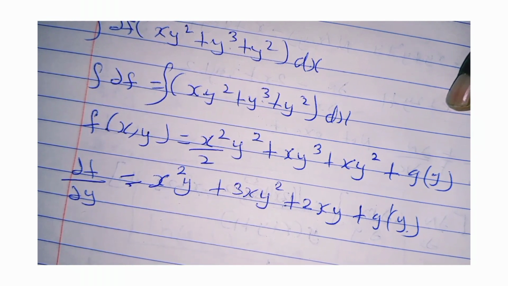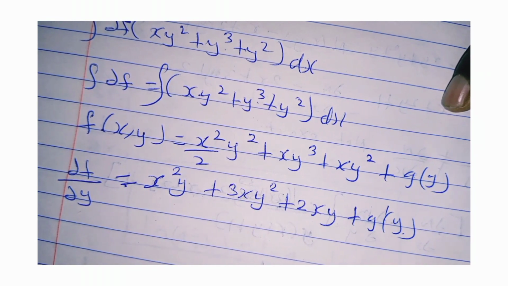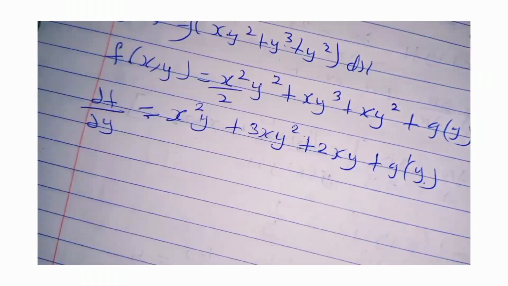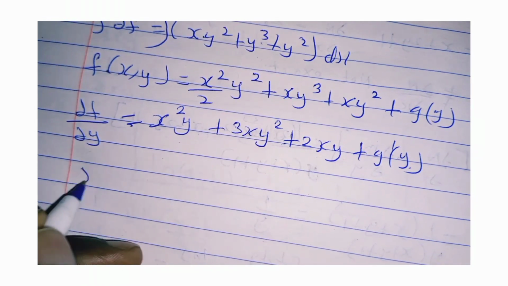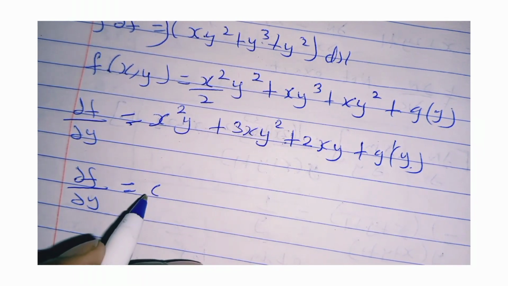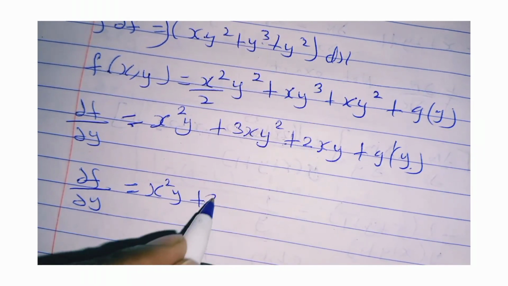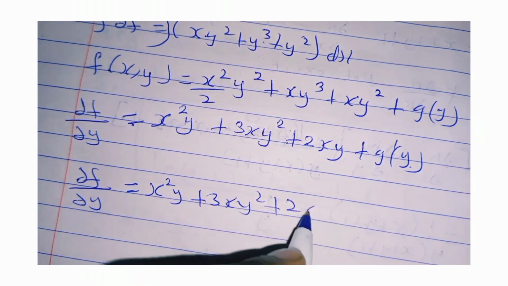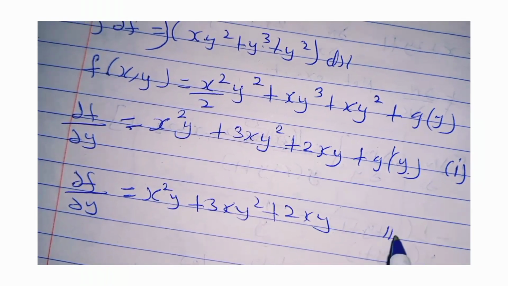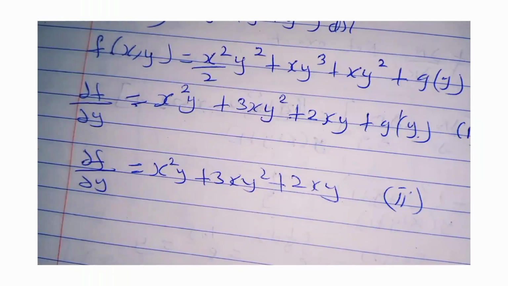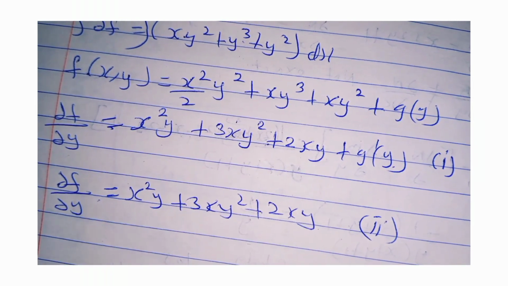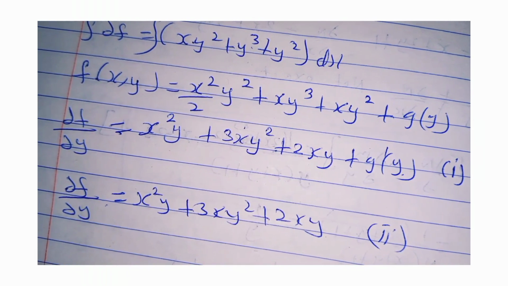Then we compare this equation with what we were given to obtain the following. From our ODE, or from what you have called B above, we have ∂f/∂y, which is equal to x squared y plus 3xy squared plus 2xy. So you can call this equation Roman 1 and this other one equation Roman 2. Now when you compare equation 1 and equation 2, the left hand side is equal, so you can equate the right hand side.